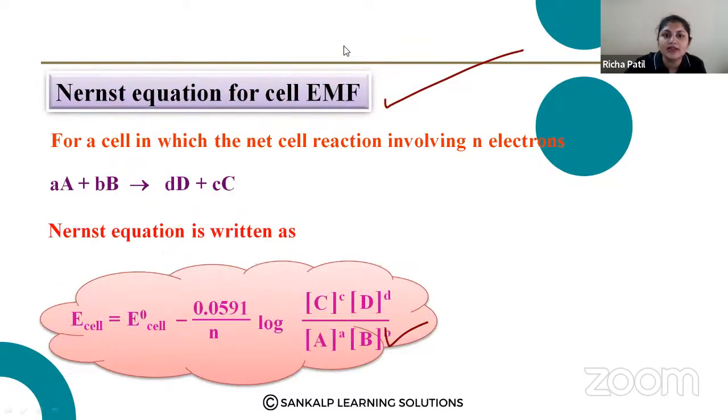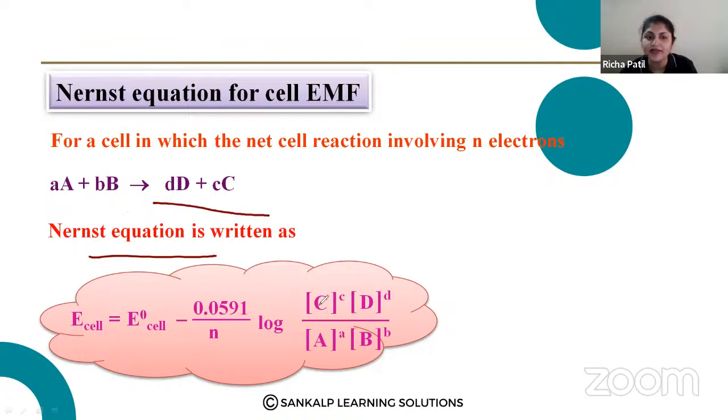Next is the Nernst equation for a cell EMF. For a cell in which the net cell reaction involves n electrons, aA plus bB gives cC plus dD. This is a chemical reaction the cell is undergoing, so the Nernst equation for this cell is E cell equals E naught cell minus 0.0591 divided by n log of the concentration of products divided by reactants.